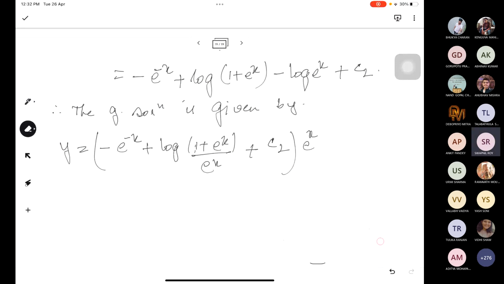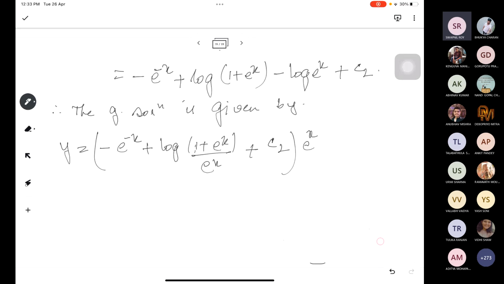Ma'am, log of e to the power x will be x, no? So we can write that form. No, log of e to the power of x will not be x. ln e to the power x will be. Yes, we have to multiply with log e. Ma'am, in calculus, this should be log to the base e. Yes. Let me first write the solution.